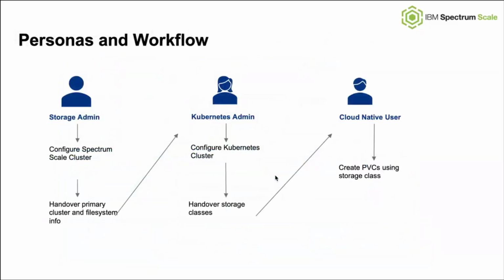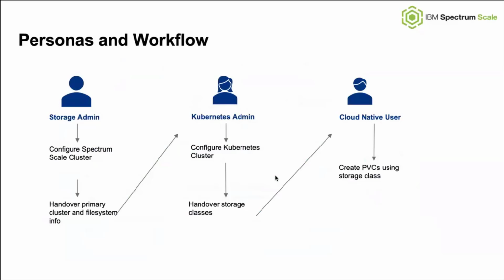Now let's talk about how the workflow goes and what kind of personas are involved. So in this traditional Scale deployment with CSI driver, we do need a storage admin to manage and configure the Spectrum Scale cluster and also to create a file system on the Spectrum Scale cluster. Once this part is done, the storage admin can just hand over the file system and cluster details to the Kubernetes admin and need not be involved in any of the containers workflow thereafter.